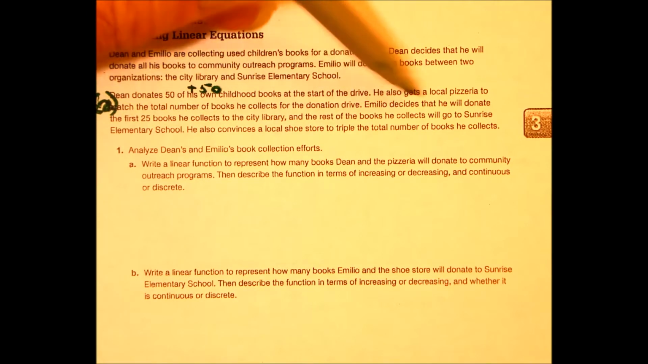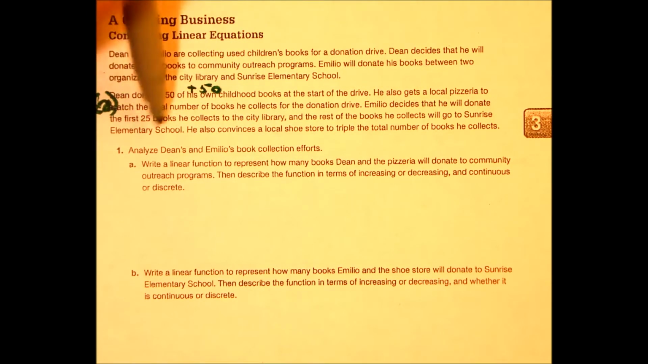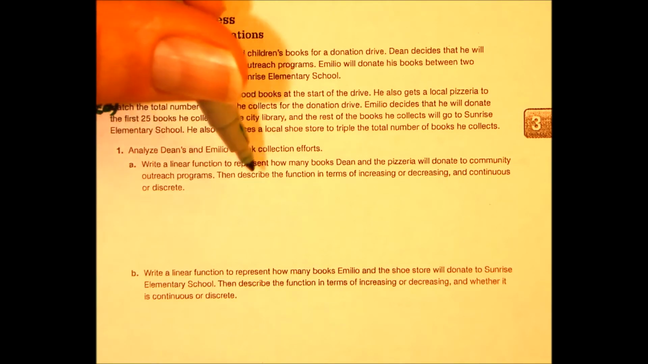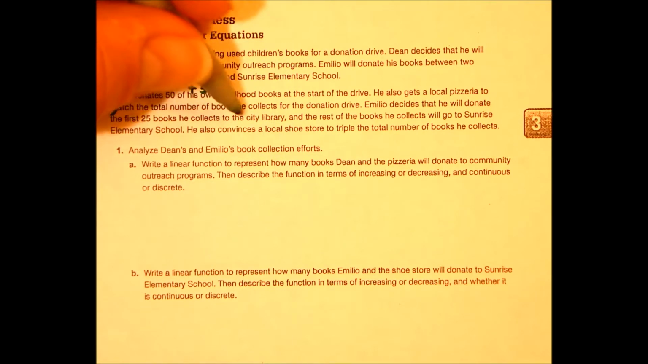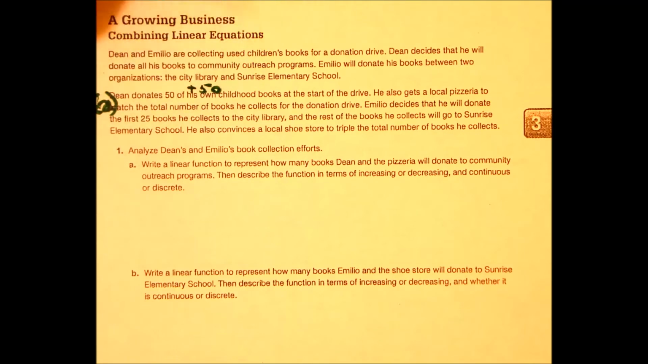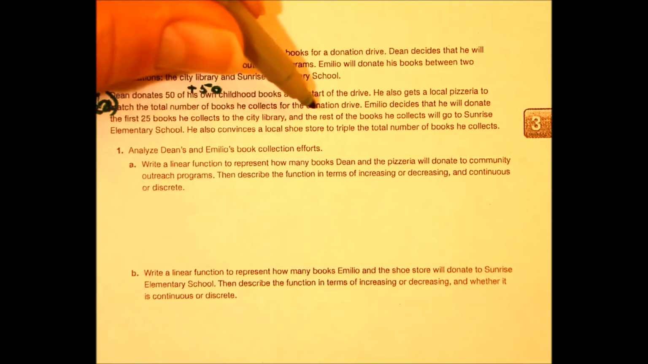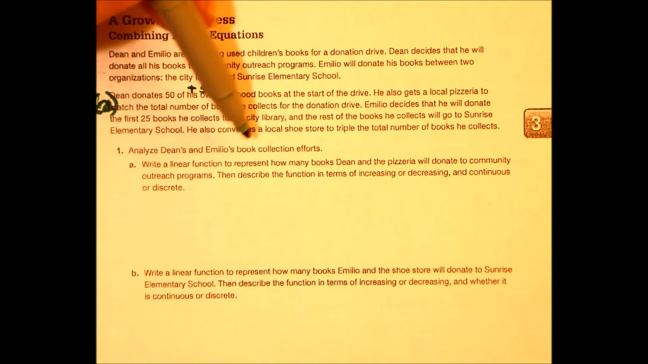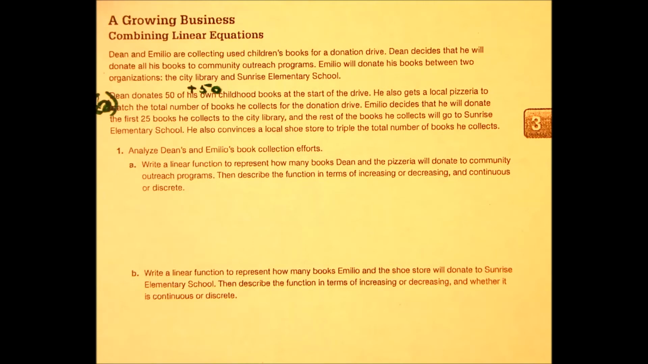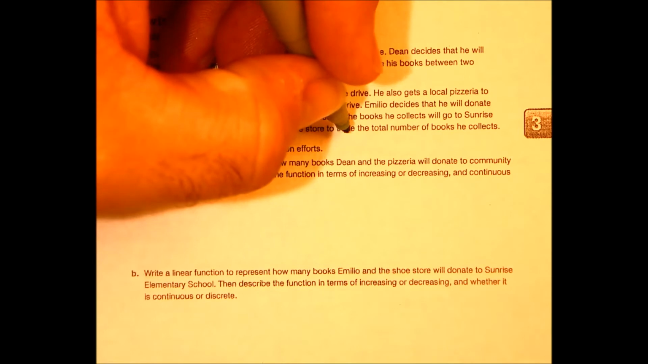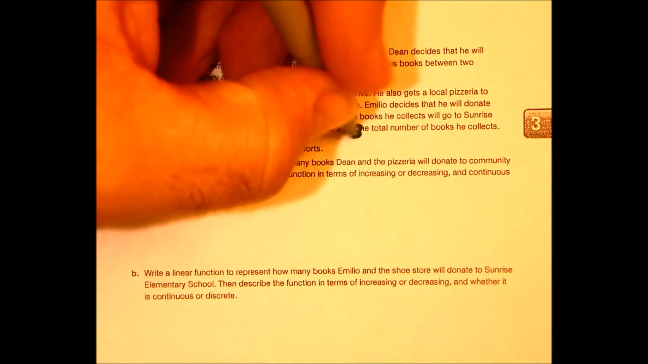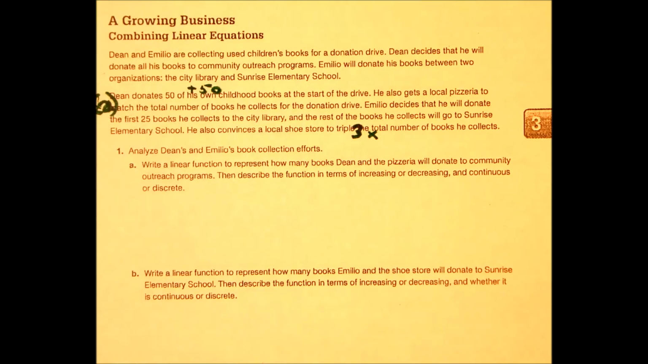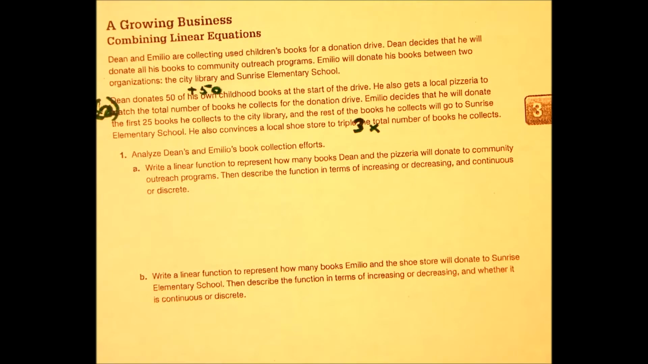Right. Emilio decides that he will donate the first 25 books he collects. Now, this is a different person. So he's collecting the first 25 to the city library. Okay. And then the rest of the books he collects will go to Sunrise Elementary School. He also convinces the local store to triple the number. So Emilio's amount is multiplied by 3. Okay? His amount is multiplied by 3.